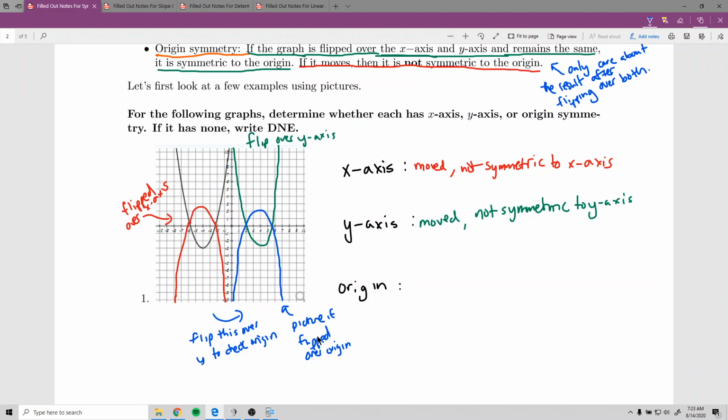If you see another way to do it more easily for you, that's fine. This is just the way I like to do it. But once again, it moved from the original picture. So it is not symmetric to the origin.